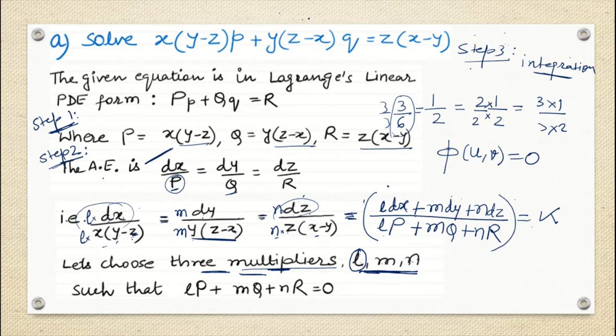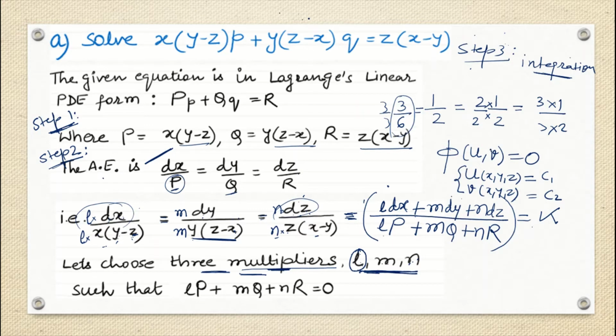What are u and v? We have seen that u and v are nothing but some relations between x, y, z. Correct? Now v is also some relation between x, y, z, and they equal c1 and c2. C1 and C2 are the arbitrary constants. So why am I equating u and v with C1 and C2 respectively? Because the solution of Lagrange's auxiliary equation is nothing but the integral surface. Okay, so call them integral surfaces.